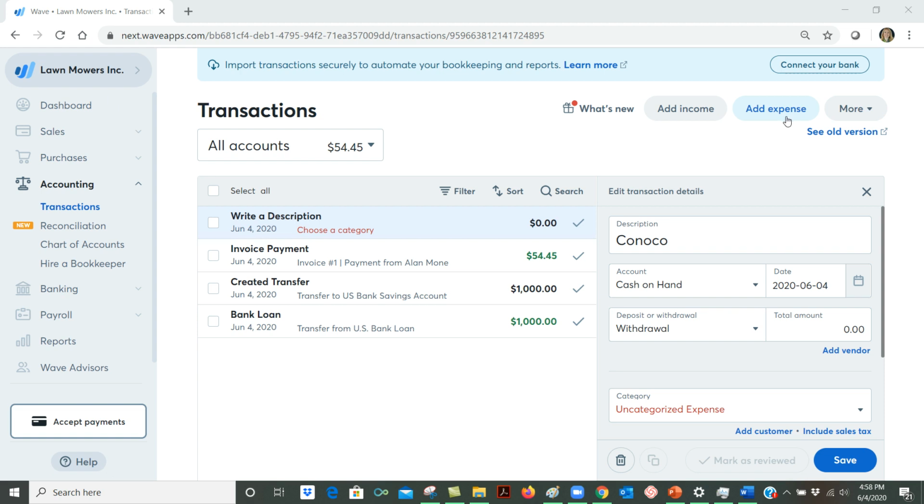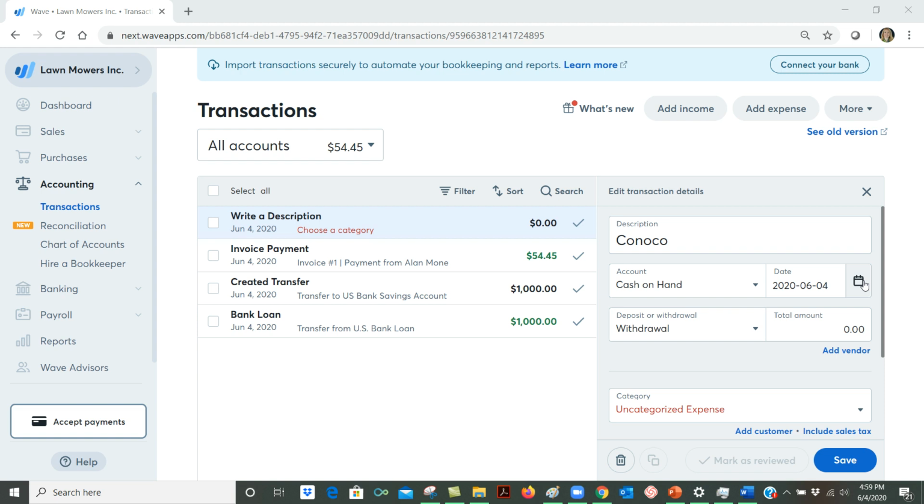I clicked on the add expense button, and so far I've entered in the description box Conoco, where we purchased the gas. I'm going to leave this account right here at cash on hand. That's the correct account because the owner did pay cash out of his pocket.